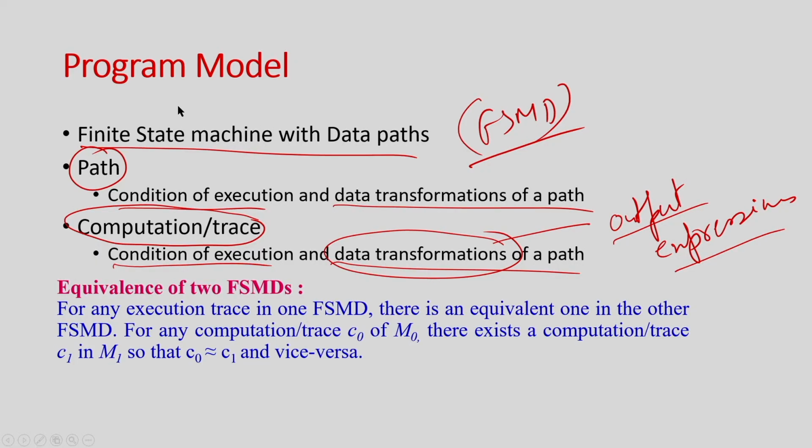And the equivalence of FSMD is already discussed: for every trace there is an equivalent trace in the other behavior and vice versa. So, we have to make sure that for every trace here there is an equivalent trace there, and for every trace there there is an equivalent trace here. That is how I am going to prove the equivalence.